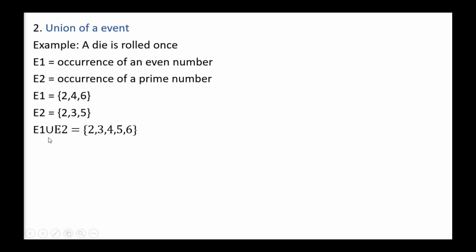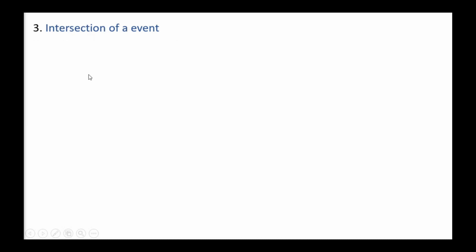The union is mathematically defined using this symbol, E1 ∪ E2, where ∪ is the union. This is simply collecting all the numbers from E1 and E2 and grouping them together to form a new set containing all those numbers. So we have 2, 3, 4, 5, 6. Here we can see that 2 occurs twice. We don't write it twice because it's the same number, so we write it once. So now we have understood the union.